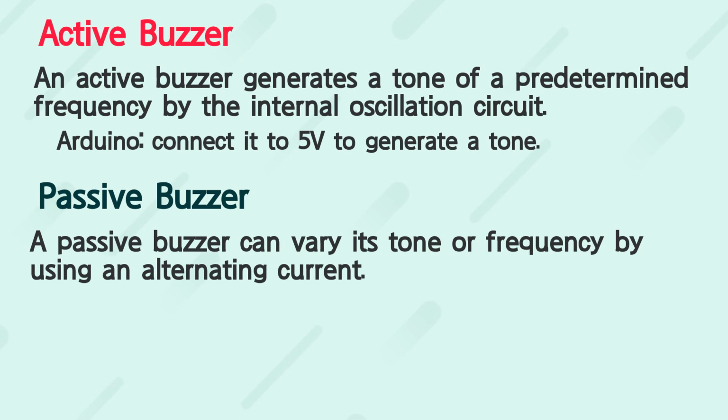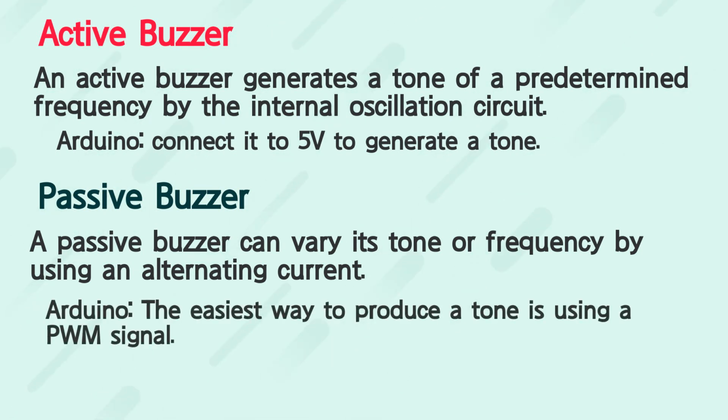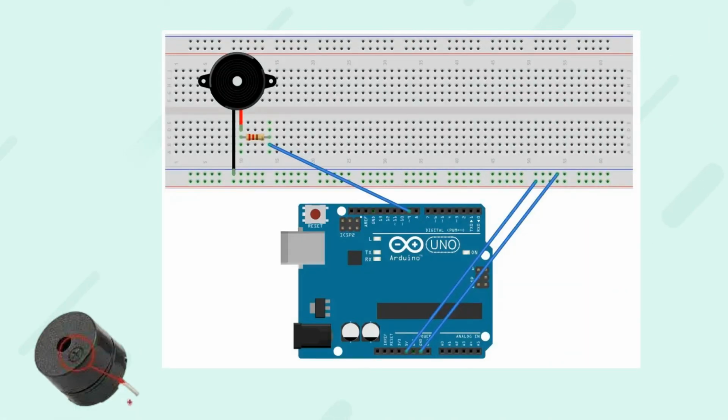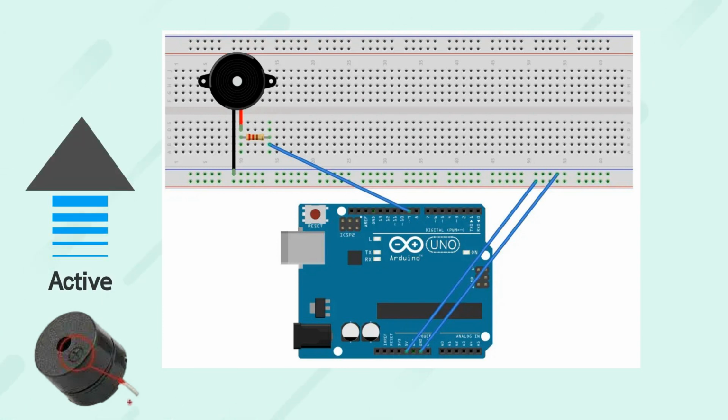The easiest way to produce a tone is using a PWM signal, but there is another way to program the tone in different frequencies without using PWM, which we will see in the next video. An example of a melody generated by a passive buzzer. The best way to distinguish between the two is by connecting the positive terminal directly to 5 volts. If it produces a tone, then it is an active buzzer, and if not, it is probably a passive buzzer.